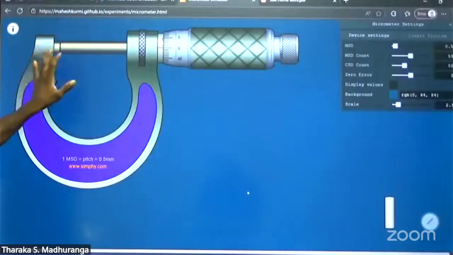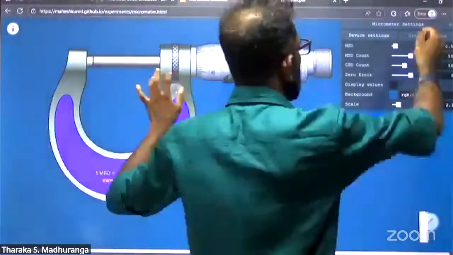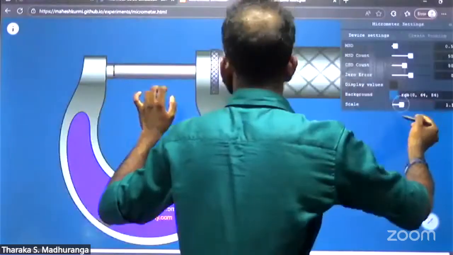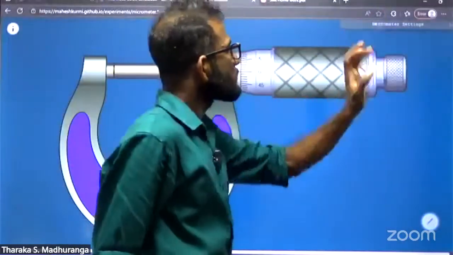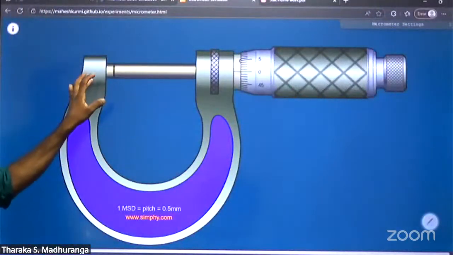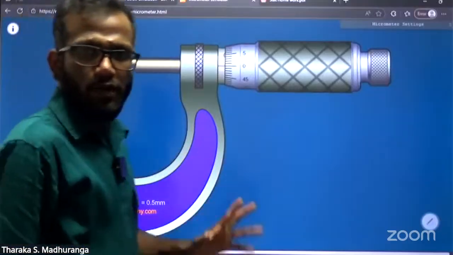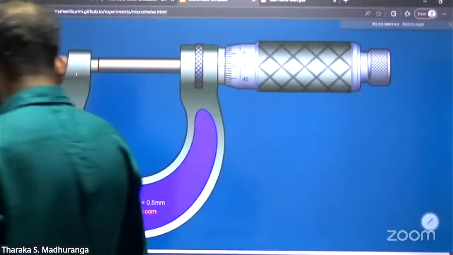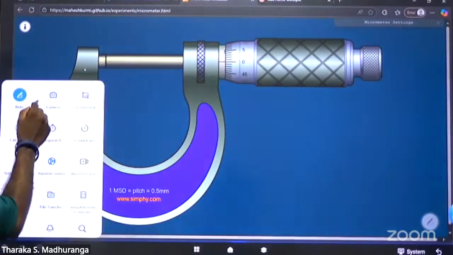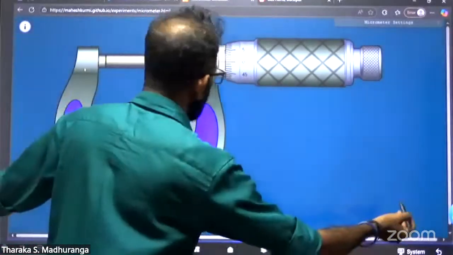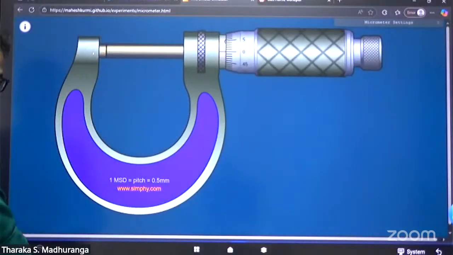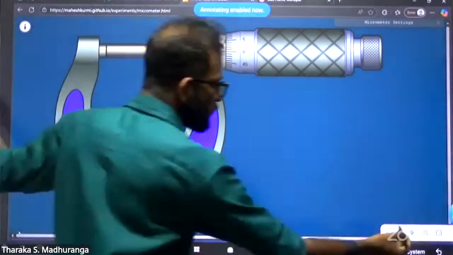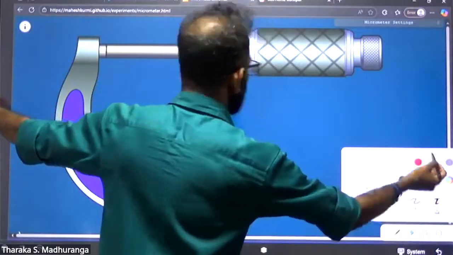Okay, this is the micrometer screw gauge. These are the parts of the micrometer screw gauge. Now, can you tell me the parts, for a refresh? What is this? Quickly. Can you tell me the main parts of the micrometer screw gauge? What's the name of that?